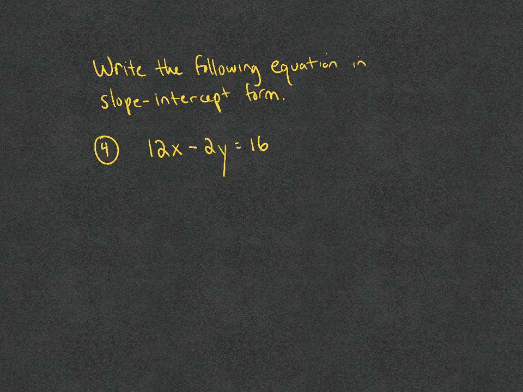Number 4, write the following equation in slope-intercept form. Slope-intercept form is y equals mx plus b. And basically, you just want to get y by itself. And we'll have the x term right after the equals. But mainly, we're just getting y by itself.